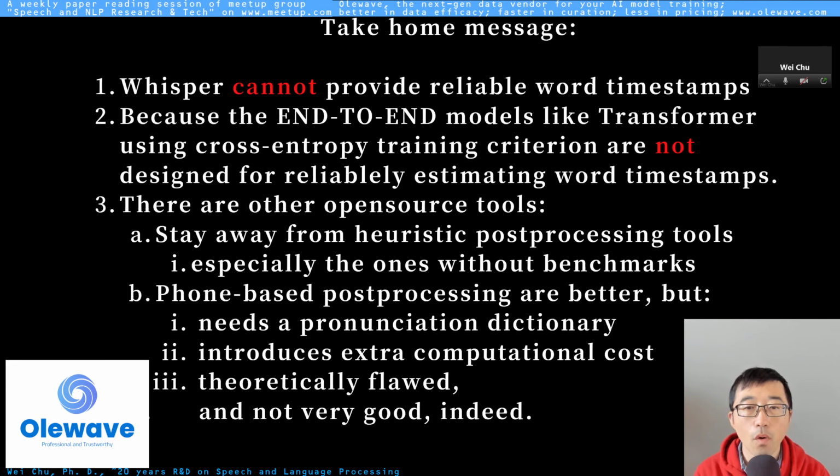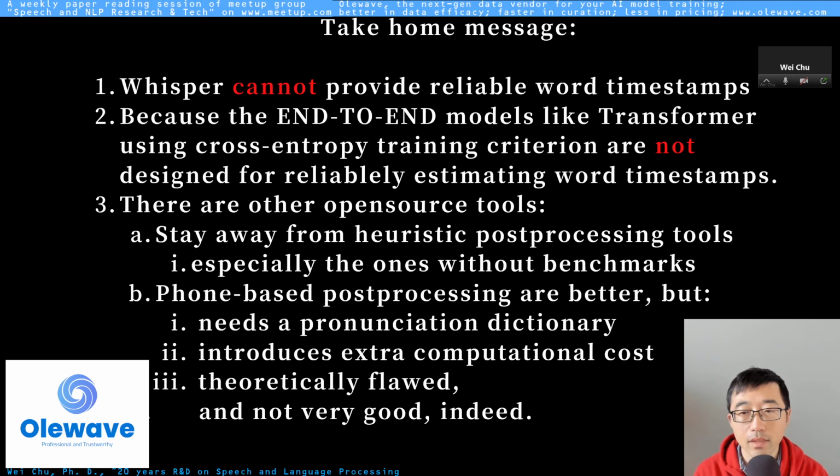The second is that phone-based post-processing is better compared to the Whisper post-processing, but it does need a pronunciation dictionary. Suppose you want to use that method on an under-resourced or low-resource language, for example, Egyptian Arabic. Then you have to get the pronunciation dictionary of that specific Arabic language. Not everybody can do that. Then you have to find a linguist in Egyptian Arabic. It takes time.